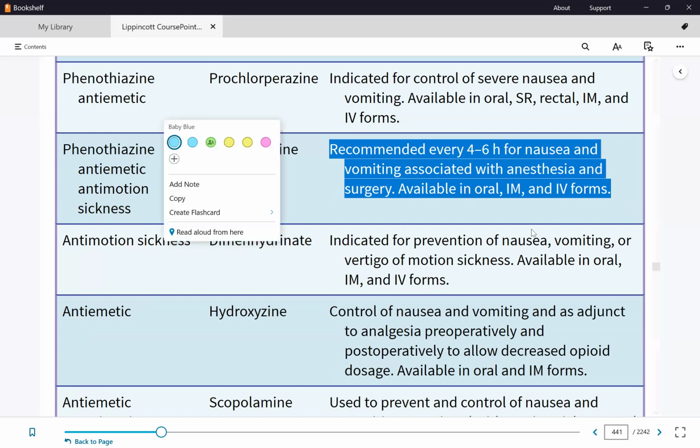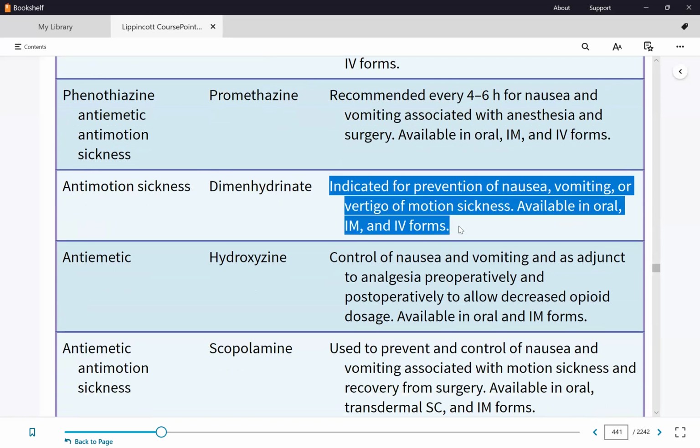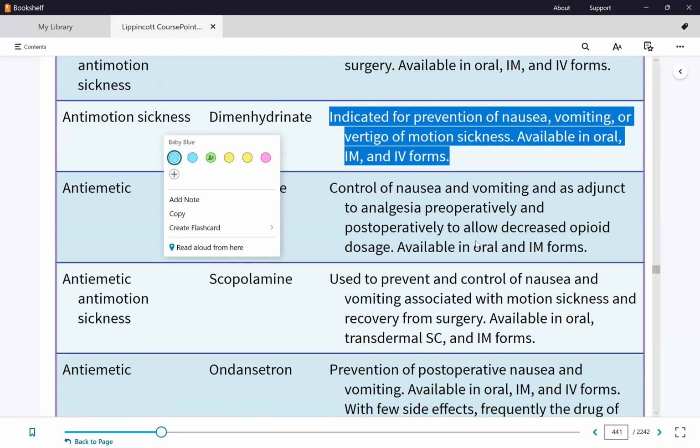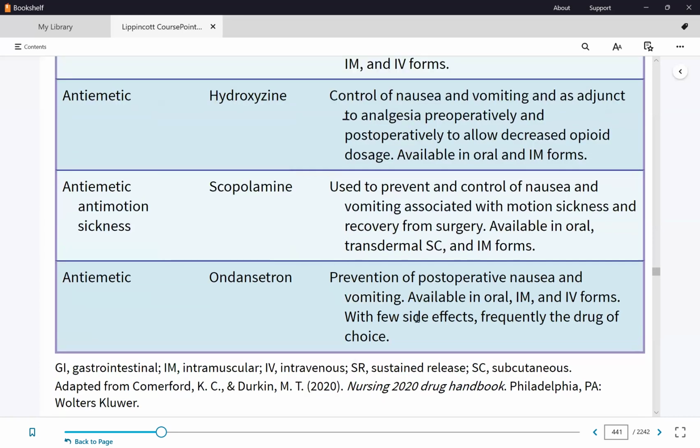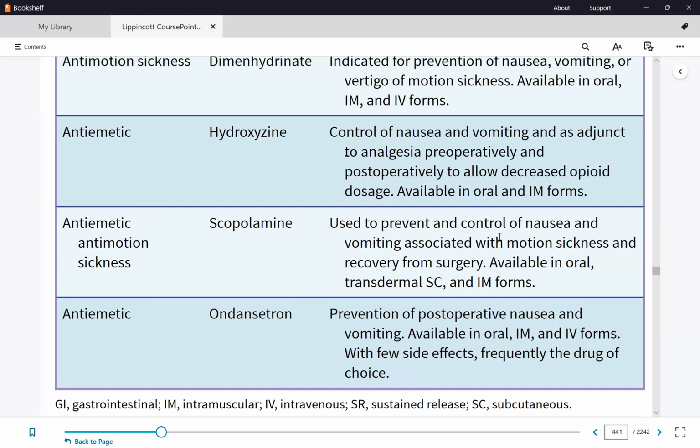Acute also acute. Okay, what about this one? Prevention. Do you give this when they have nausea or before they even complain of nausea? Okay, so this one as well as ondansetron, both good for prevention. They even use scopolamine too.